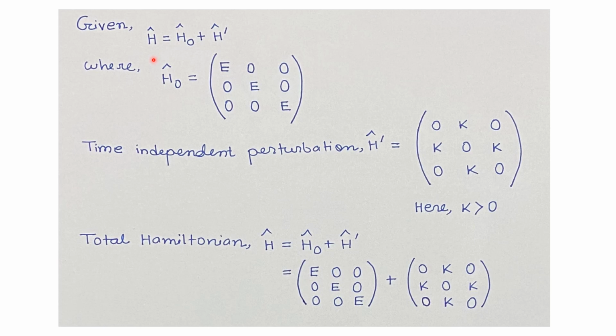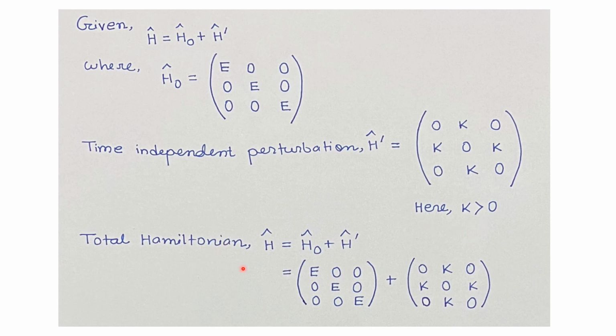So it is given that H cap equals H naught cap plus H dash cap, where H naught cap equals this 3 cross 3 matrix, that is E00, 0E0 and 00E. Now the time independent perturbation H dash cap matrix is given by 0k0, k0k and 0k0, where k is greater than 0, that is given in the question.